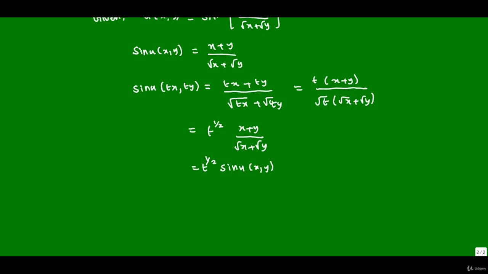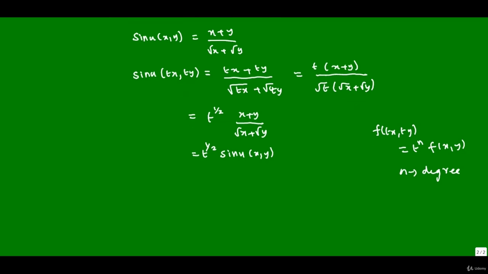If f is a homogeneous function of degree n, then f of tx comma ty equals t power n into f of x comma y, and n is called the degree of the homogeneous function. So here also, instead of f we have sin u, and n equals 1 by 2. So n equals 1 by 2 is the degree of the homogeneous function.